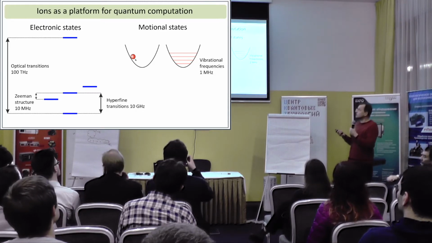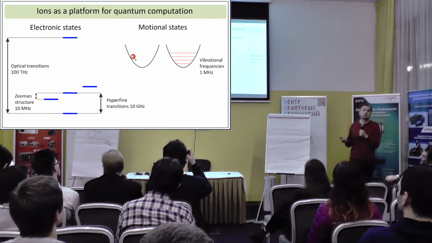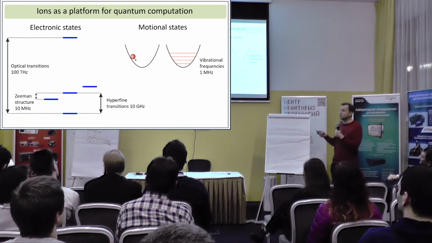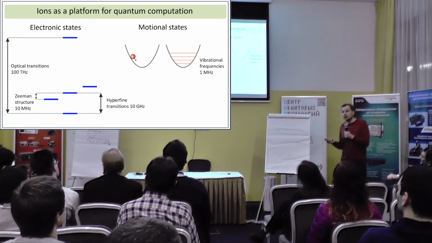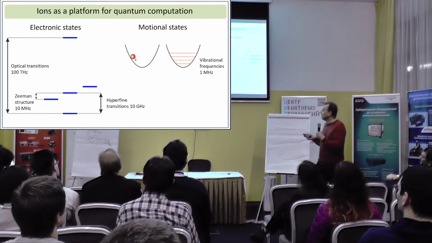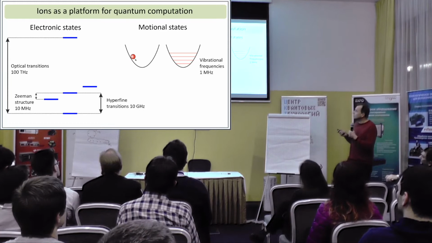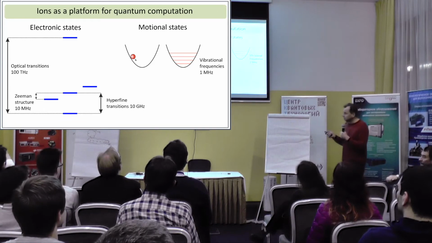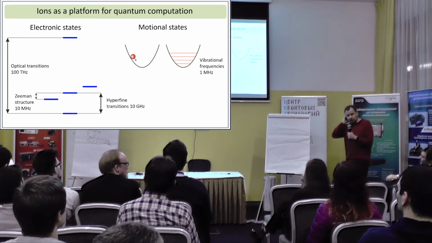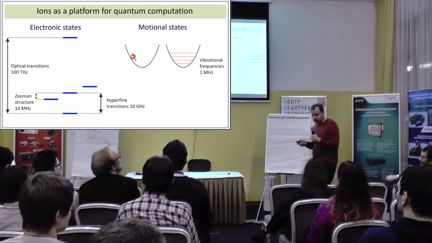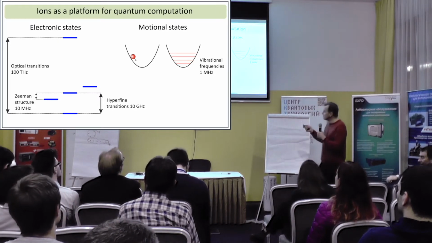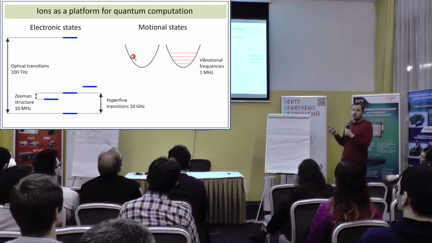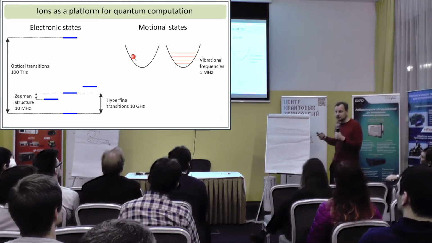Of course, it's electronic states, it's optical transitions, which is about 100 terahertz. There are lasers which are needed to excite these transitions, typically very narrow band lasers. For example, the calcium ion uses an optical transition. There are also well established hyperfine qubits, so the qubits which work on hyperfine states with an energy separation of about 10 gigahertz. For example, the qubit in the ytterbium ion works in this configuration. One can also think about Zeeman structure, but it's less advanced today.